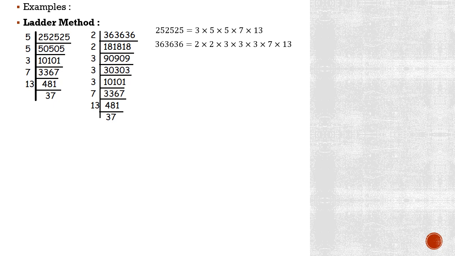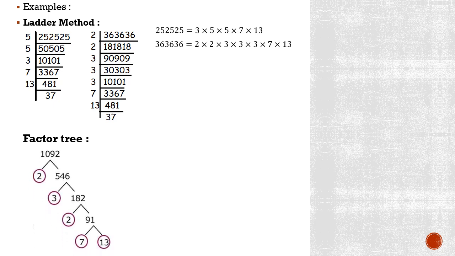So this is the ladder method to do the prime factorization, which you have studied in the lower classes. There is one more method, actually it is the same only, which is called the factor tree method, which is again quite similar to this one. Instead of using these lines, we are going to use something different. See, suppose we are going to do the factorization of 1092.